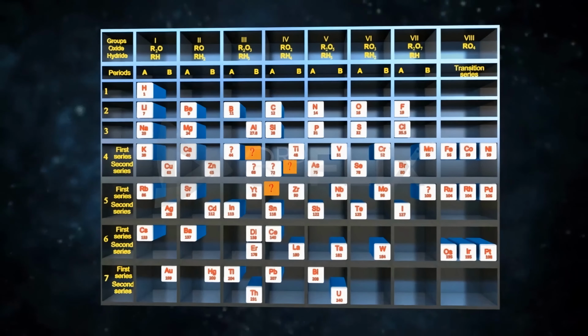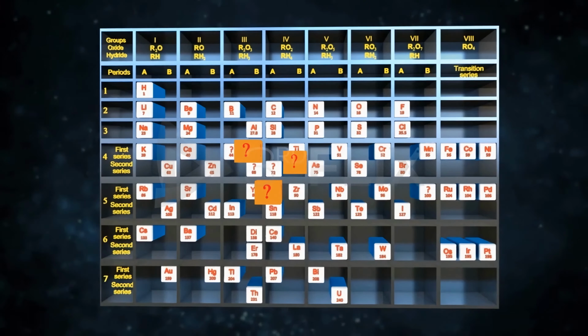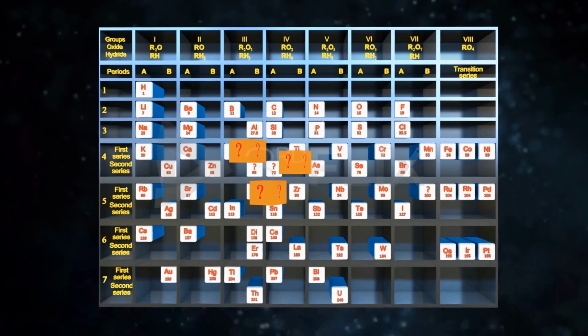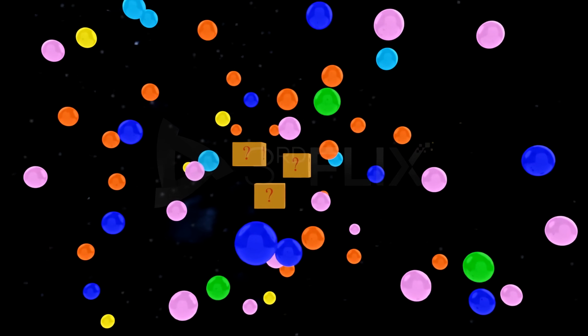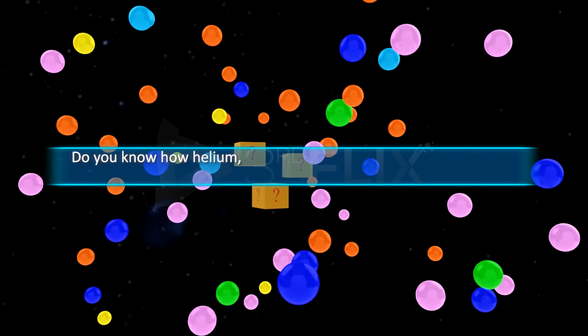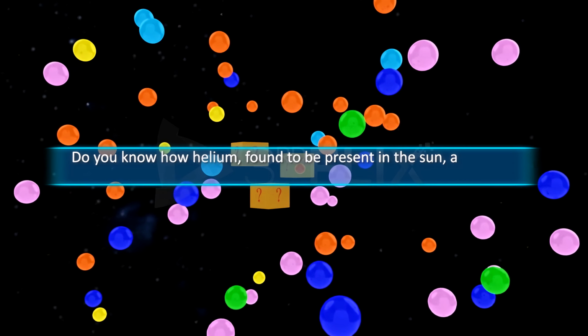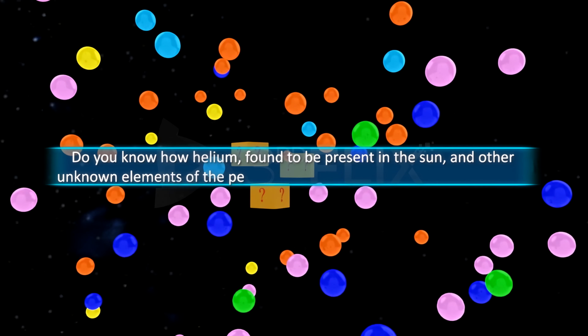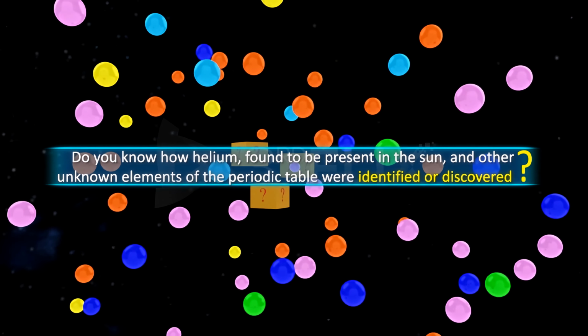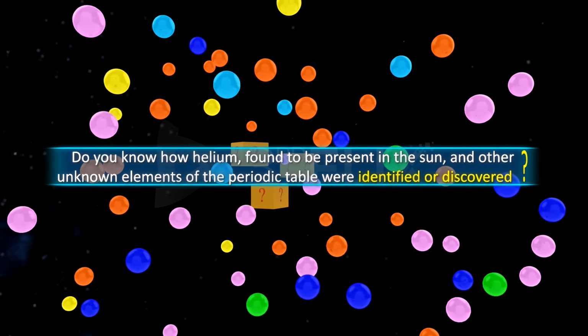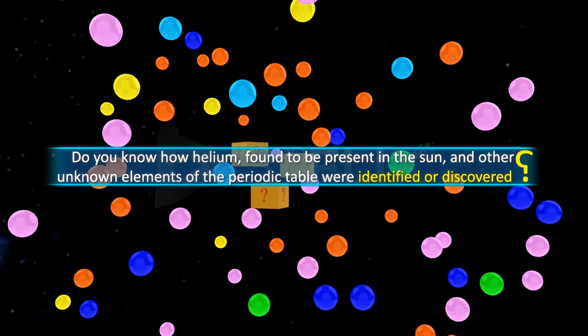We also know that scientists left some gaps in the periodic table predicting their properties even before their discovery. Do you know how helium, found to be present in the sun, and other unknown elements of the periodic table were identified or discovered? This topic unveils the mystery of the discovery of these elements.